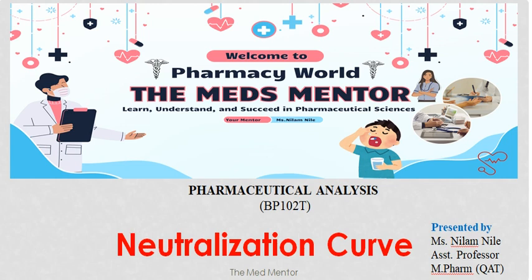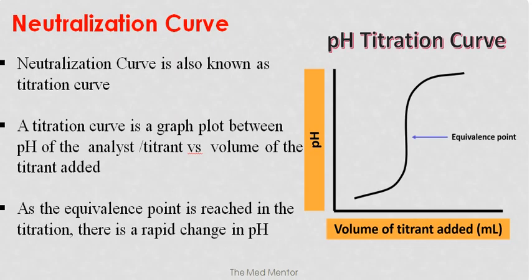First of all, let's look at the neutralization curve. Basically, the neutralization curve is also called the titration curve. A neutralization curve or titration curve is a graph between the pH of the analyte and the titrant. On the y-axis is pH, and on the x-axis is the volume of titrant added.